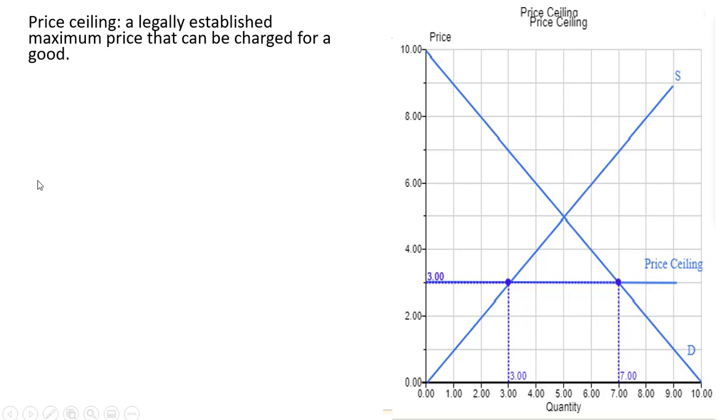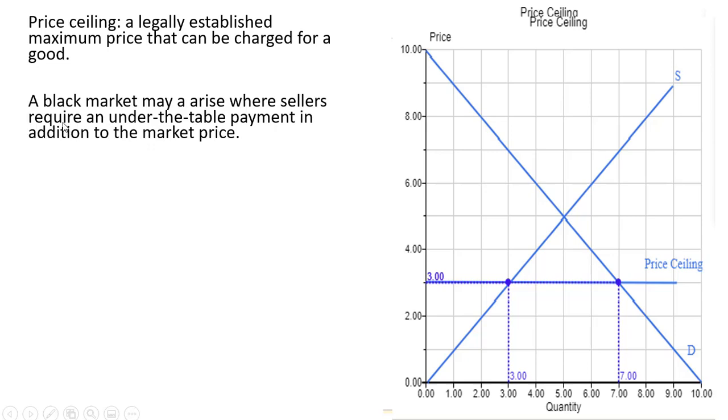So anyways, a price ceiling is just a legally established maximum price that can be charged for a good. In some cases, a black market may arise where sellers require an under-the-table payment in addition to the market price. So in this case, the advertised price would be $3 from sellers, but in order to get this good, sellers might expect an additional payment, an under-the-table payment.